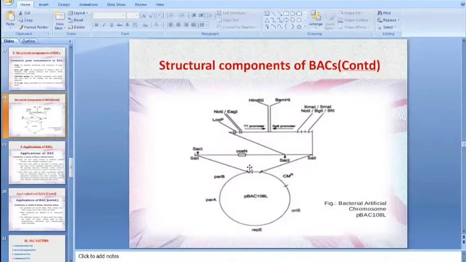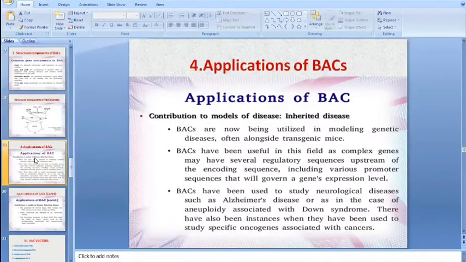They are nothing but multiple cloning sites, which have the lacZ gene and T7 and SP6 sites, and also cosN sites. In this region, cosN sites are also present. This region is nothing but the unique restriction site, which is called MCS. These are the structural components of a bacterial artificial chromosome.